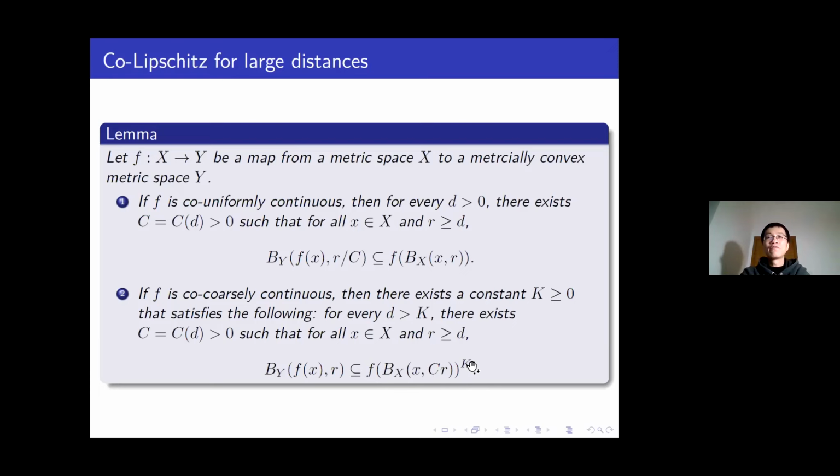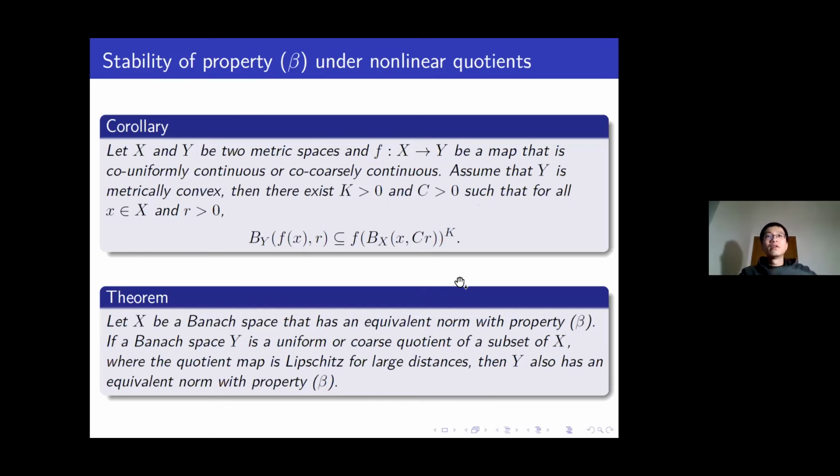So in view of these two co-Lipschitz for large distances properties, we can actually unify these two notions in just one framework. I can unify the notions of co-uniformly continuous maps and co-coarsely continuous maps, of course, when the target space Y is metrically convex.